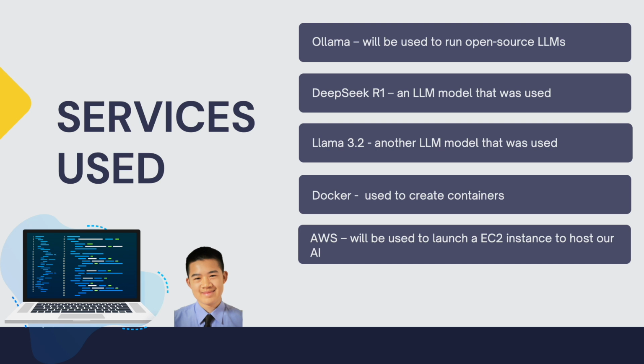And finally, the fifth service is Docker. Within the EC2 instance, we use Docker to create isolated containers, making deployment and management of the models more efficient. Together, these 5 services form the backbone of our infrastructure and make this project possible.